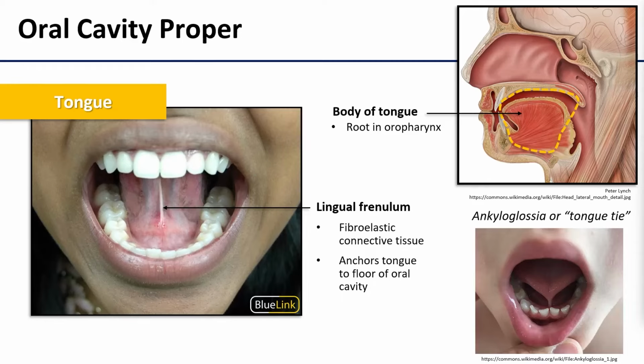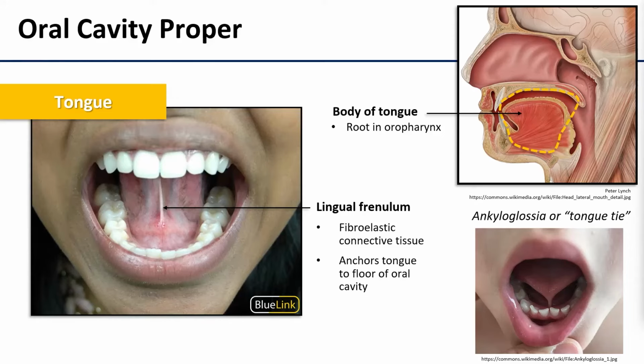All right, so moving into the oral cavity proper, the largest and most obvious structure we find in here is the tongue, and specifically we find the body of the tongue, or the anterior 2/3 of the tongue. The posterior third, or the root of the tongue, is located posteriorly in the oropharynx. The tongue is a muscular structure that's lined by mucosa, so much like the rest of the oral cavity.